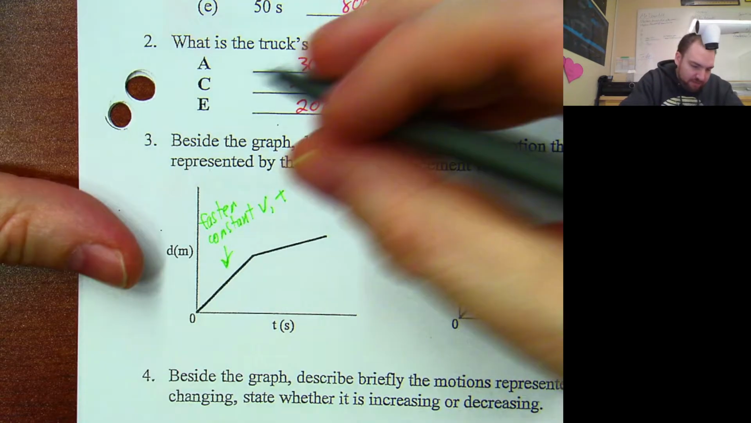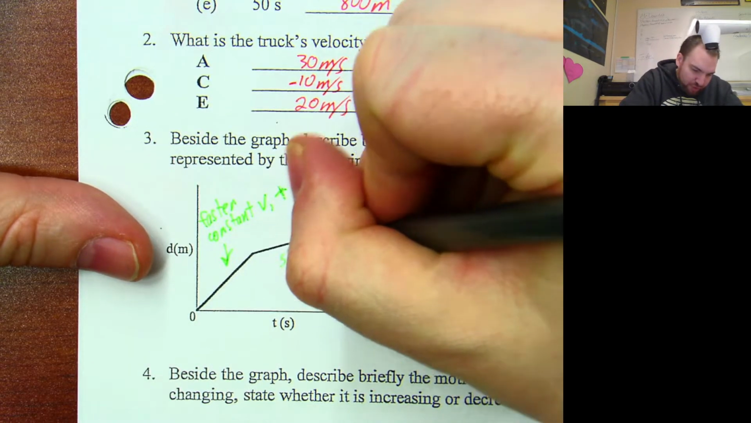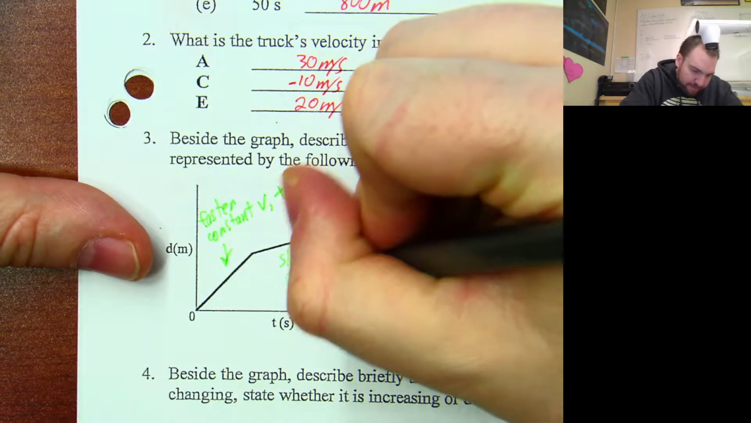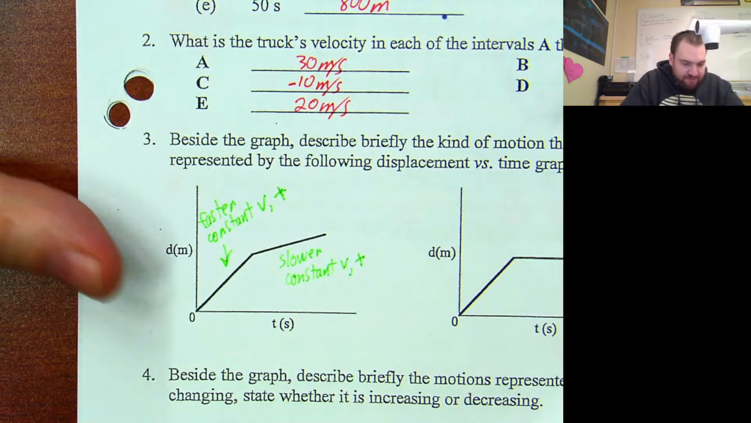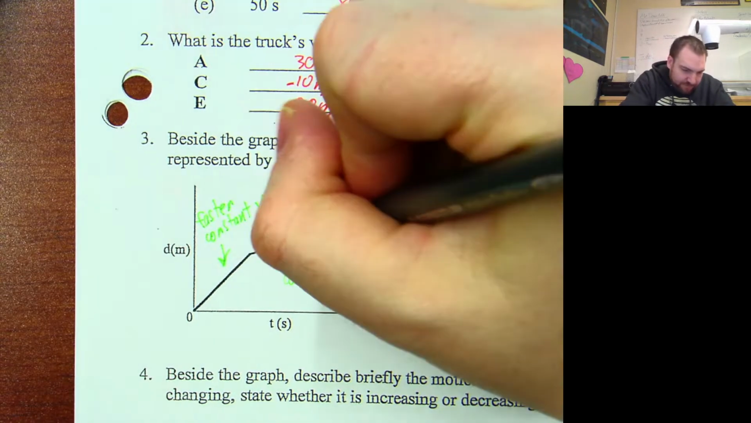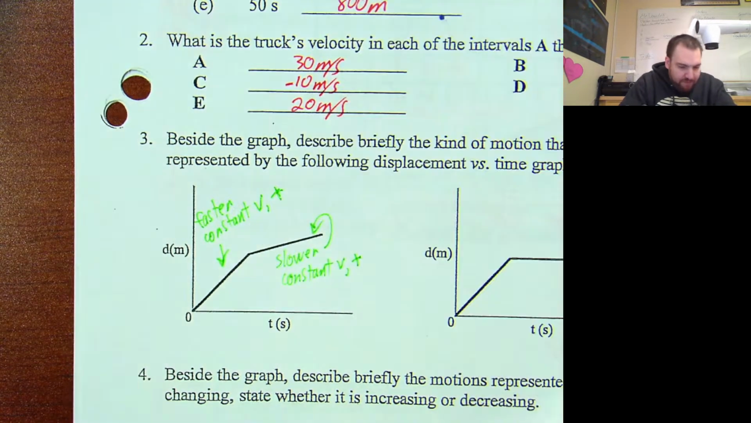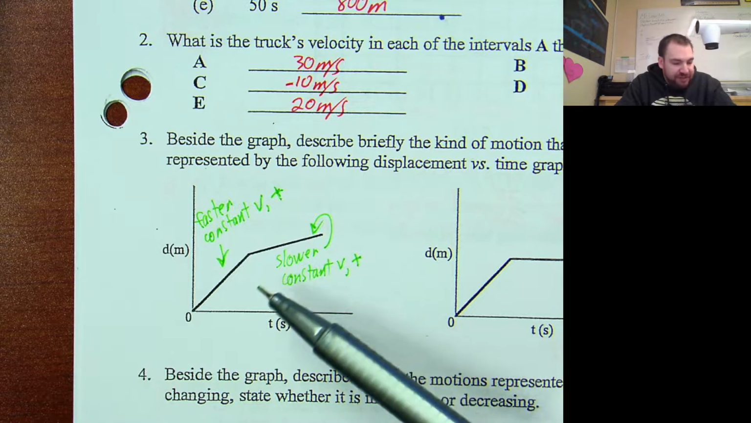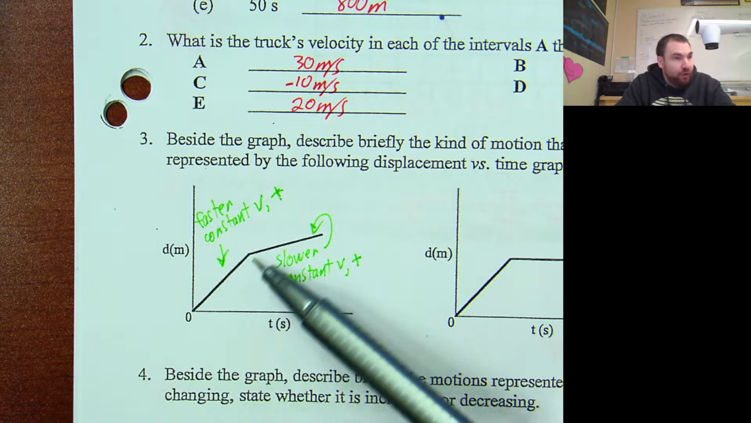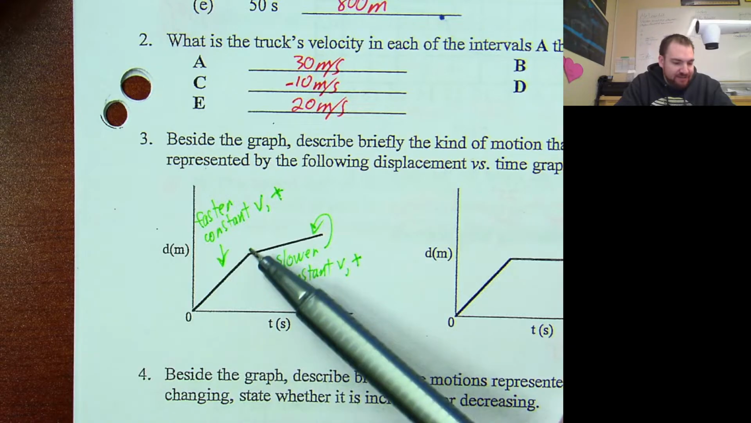Faster constant V, positive. Slower, but still moving in a positive direction, yeah, at a constant rate. Constant V, also positive. Right there. The slowing down, you wouldn't even see the slowing down. This is not a curved thing. It's a sharp corner. It's fast, slower.